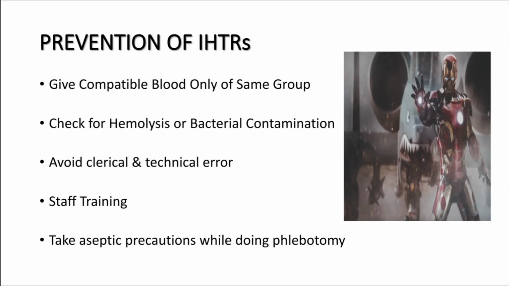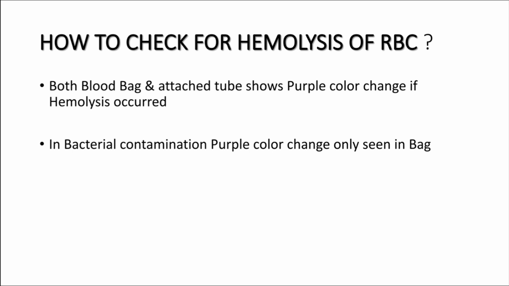All right. How will you prevent such immediate hemolytic transfusion reaction? For prevention, you need to give only compatible blood. Donor and patient blood group should be the same, and you have to do the indirect Coombs test before blood transfusion. So the blood group should be matched, and cross matching, that is the indirect Coombs test, also should be done. Before issuing blood to the patient, you have to check for hemolysis or bacterial contamination. Try to avoid clerical or technical errors, right? For that you need to give training to the staff. And for preventing bacterial contamination, always take aseptic precautions during the phlebotomy. So those are some of the preventive measures for preventing the IHTRs.